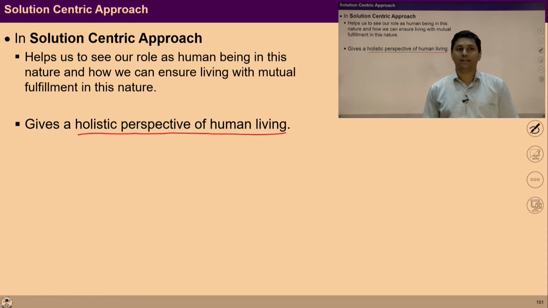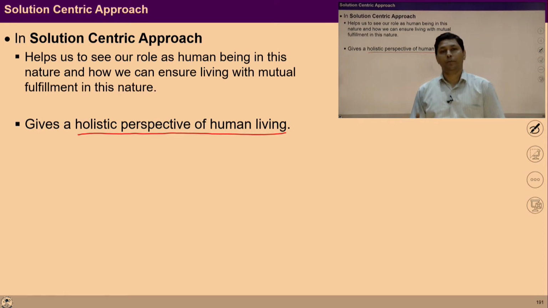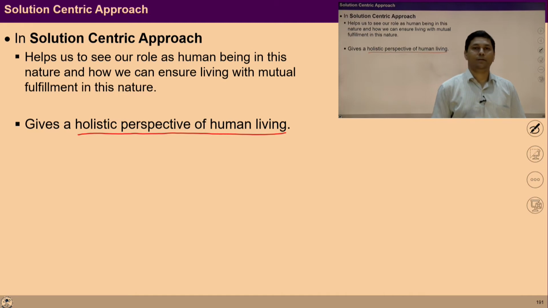So we can see that the prevailing approach today is the problem-centric approach. However, what approach are we going to take here for critical analysis? We are going to take the solution-centric approach.